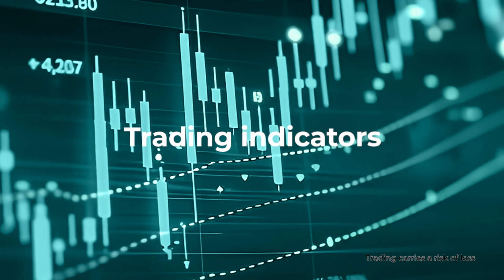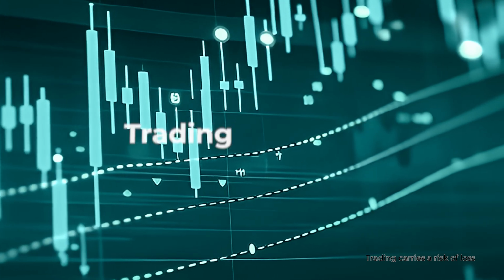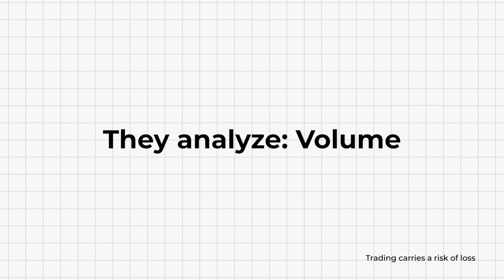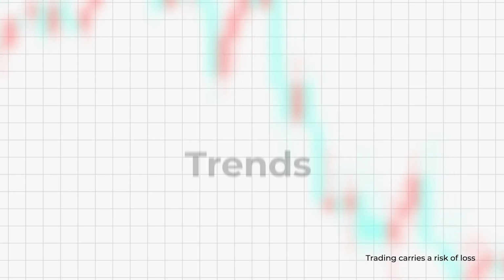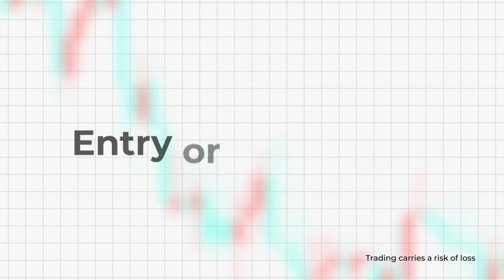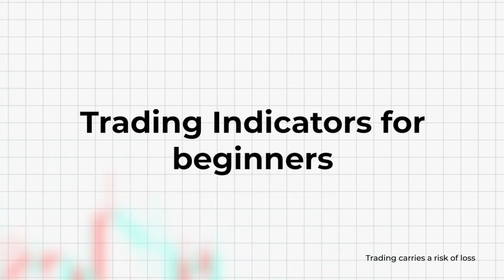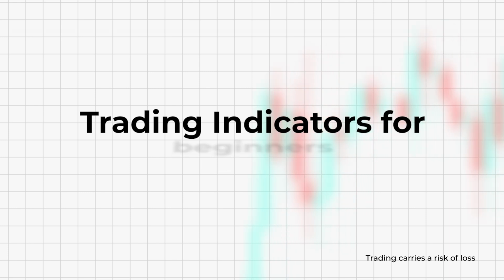Trading indicators are your navigation system. They don't predict the future. They help you read the conditions. They analyze price, volume, and momentum to highlight trends, strength, and potential entry or exit points. In this video, we'll show a few beginner-friendly indicators that are easy to understand and use, so you can trade with clarity, not confusion.